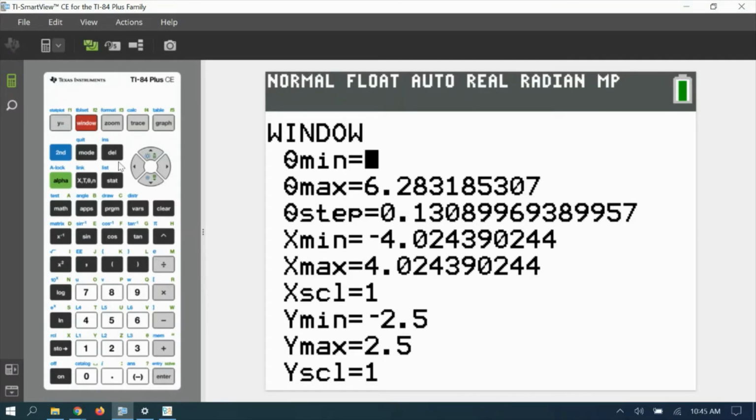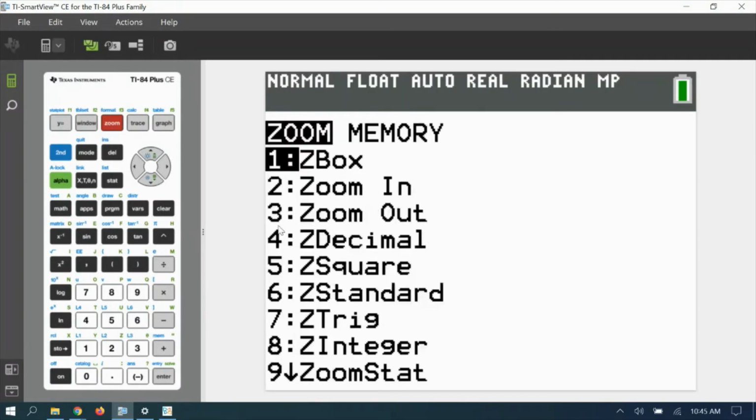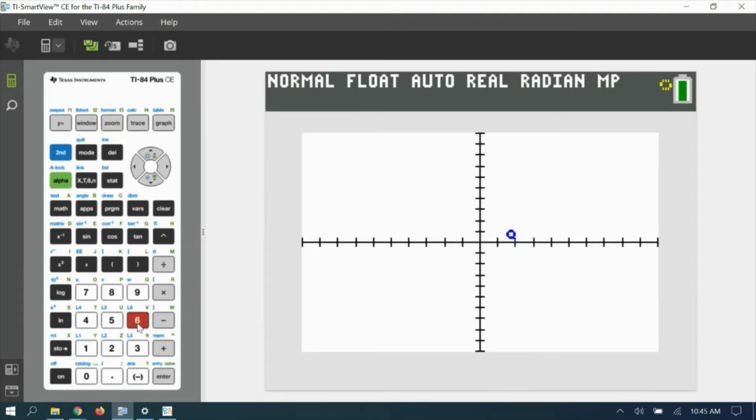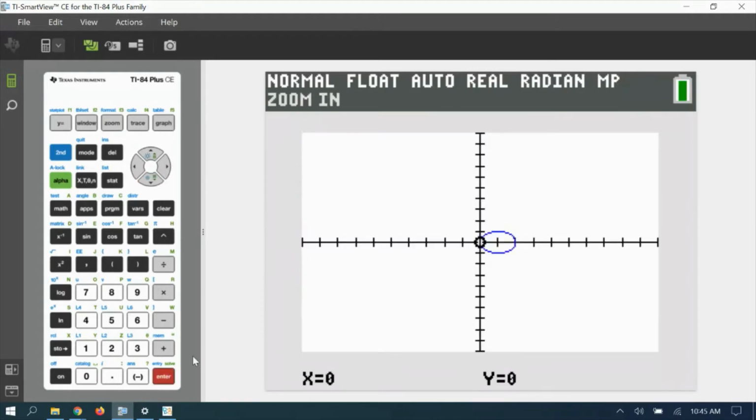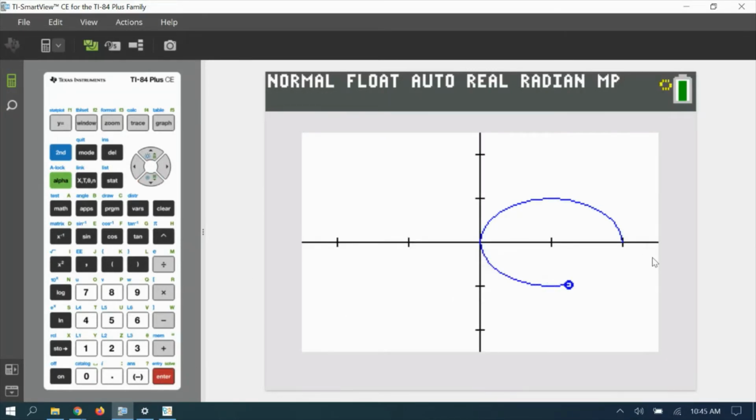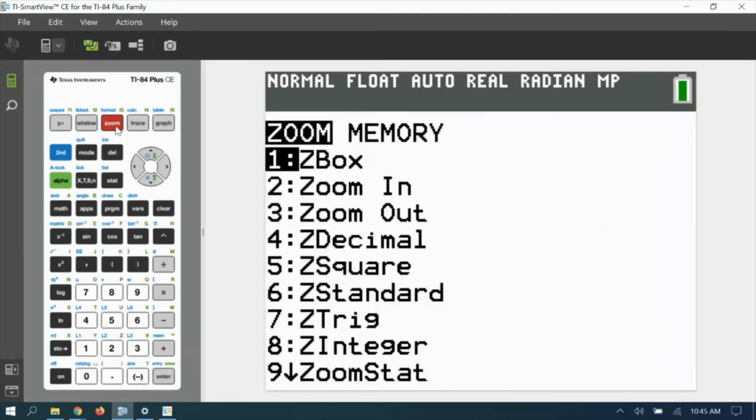So when I graph this, I'm going to start with a standard window. So I'm going to do zoom 6. And when I do that, this is what it looks like. Now remember, this thing looked like a circle. So I'm going to zoom in a little bit here, just on the pole. And now you can see it still sort of looks like an ellipse, but also notice that I did 2 cycles of that graph. And the last thing I'm going to do is zoom square.